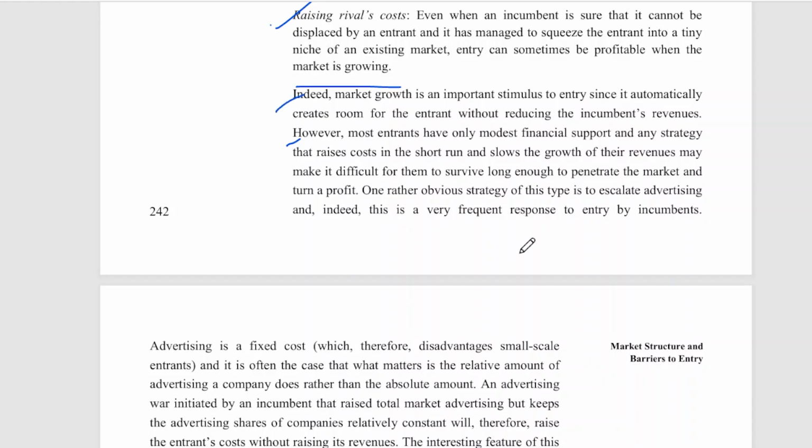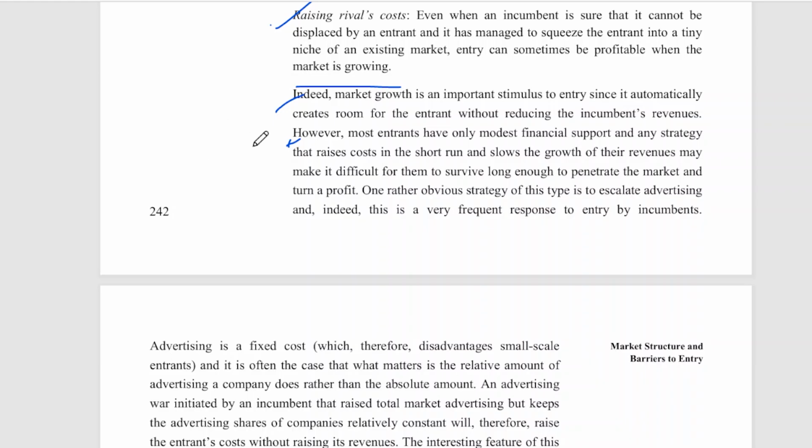Indeed, market growth is an important stimulus to entry, since it automatically creates room for the entrant without reducing the incumbent's revenue. However, most entrants have only modest financial support, and any strategy that raises costs in the short run and slows the growth of their revenue may make it difficult for them to survive long enough to penetrate the market and turn a profit.